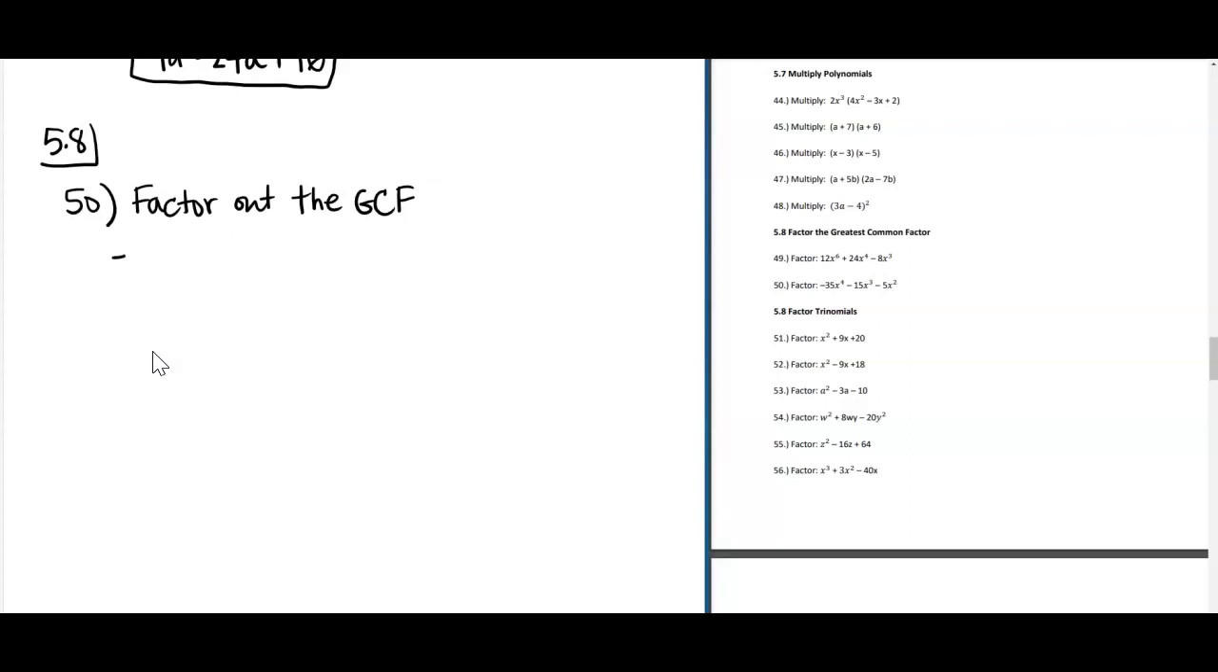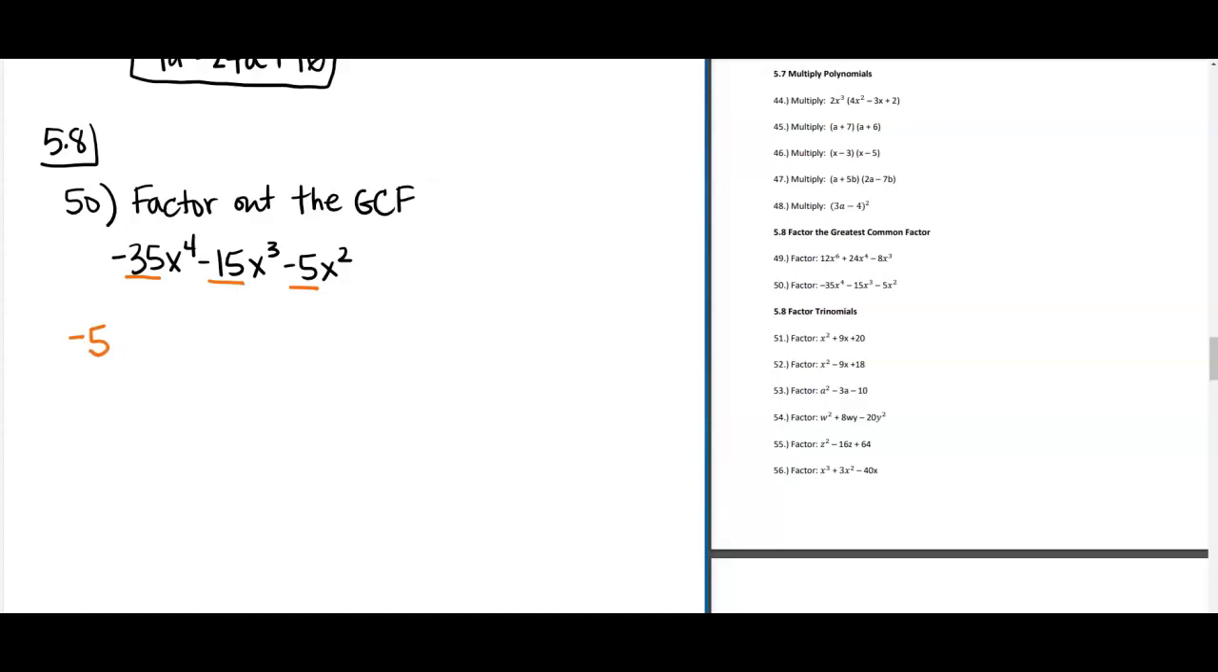It gives us negative 35x to the fourth, negative 15x to the third, minus 5x squared. So you first want to start off with the number part, right? We're looking at negative 35, negative 15, and negative 5. And we want to figure out what is the largest number that can divide into each of those. And that would be negative 5. So negative 5 is going to be part of our GCF.